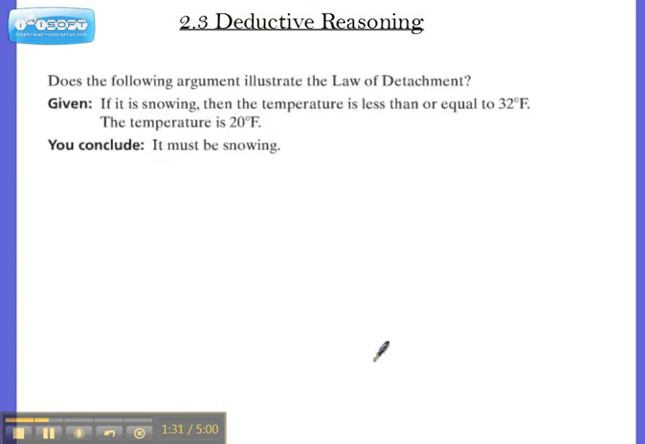Let's look at another one here. Does the following argument illustrate the law of detachment? You are given that if it is snowing, then the temperature is less than or equal to 32 degrees. All right? The temperature is 20 degrees. So these are both true statements. You conclude it must be snowing. So I want you to think about that. Does this illustrate the law of detachment?